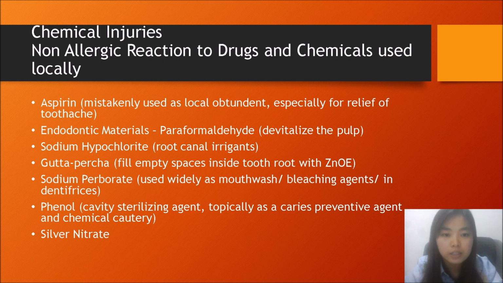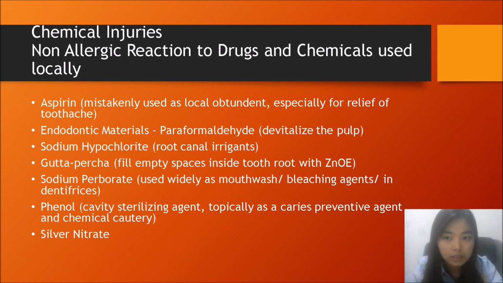This material may cause erythema of the oral mucosa, which progresses and forms sloughing of the tissue. If aggravated, edema and ulceration of the mucosa will happen. Phenol and silver nitrate are cavity sterilizing agents, used topically as a caries preventive agent and for chemical cautery. Overzealous use may produce a painful burn of the oral mucosa and the skin.